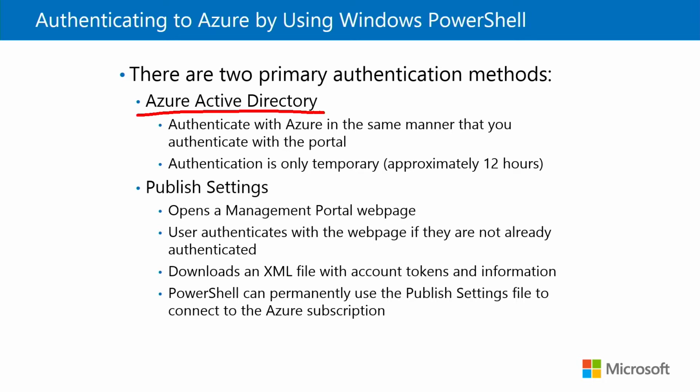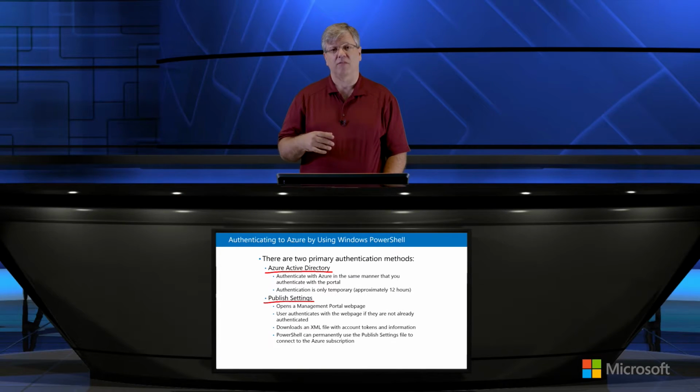Okay? You can also, in ASM, the original, have what's called a publish settings file that you download. The publish settings file is going to have connectivity information, and you basically can download that from the portal and then use that, and that's going to be, or can be, effectively a permanent authentication and login. So you won't have to keep re-logging in.